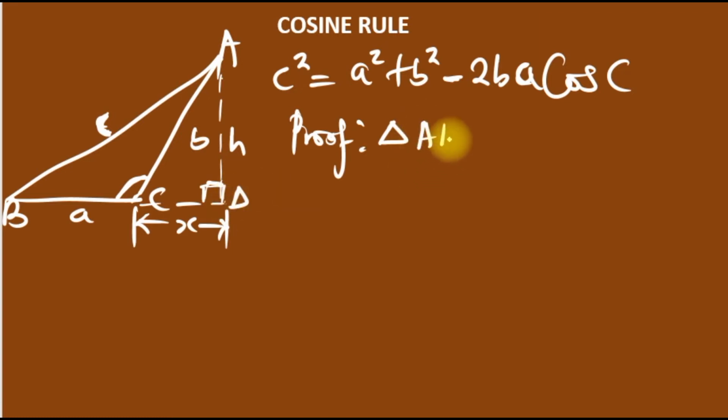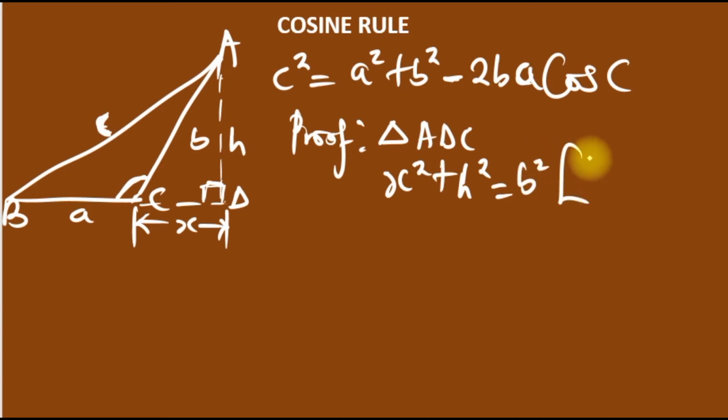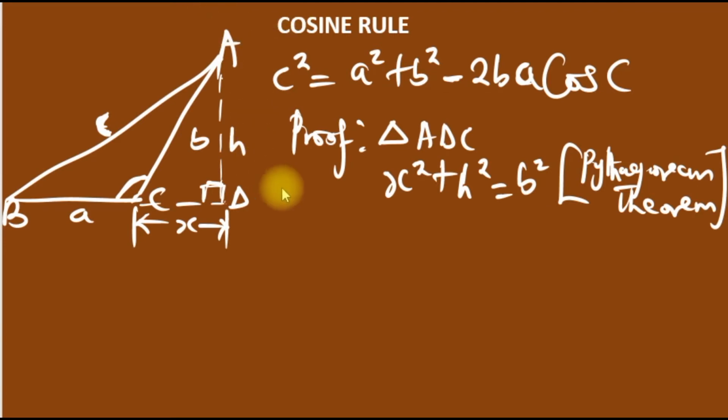Triangle ADC. You see that x squared plus h squared will give us b squared. That's Pythagorean theorem. So that's our equation 1. So again, in that same triangle ADC, okay, let's call here theta, let's call this C. Let's call theta as C.